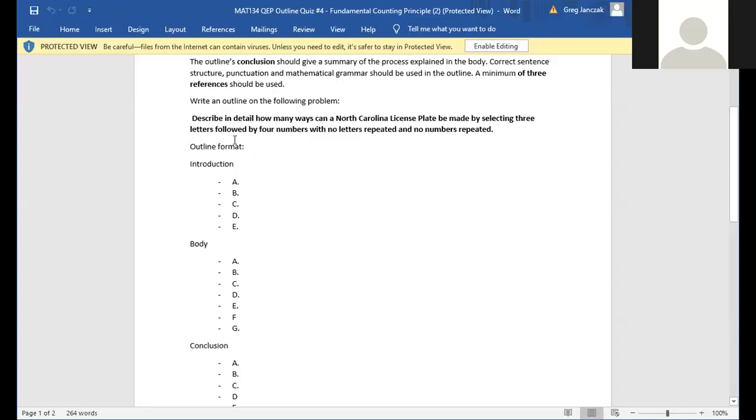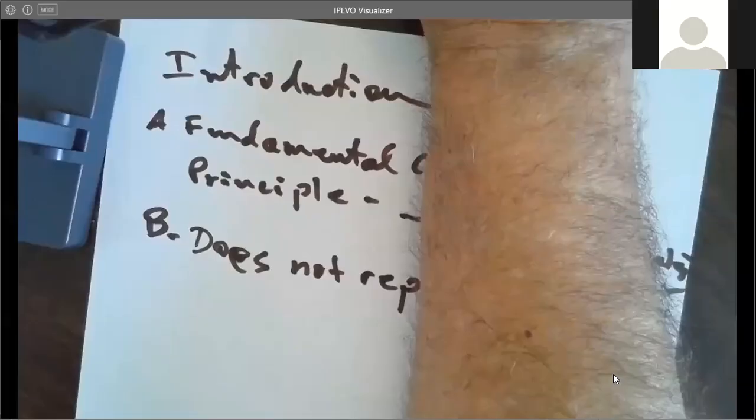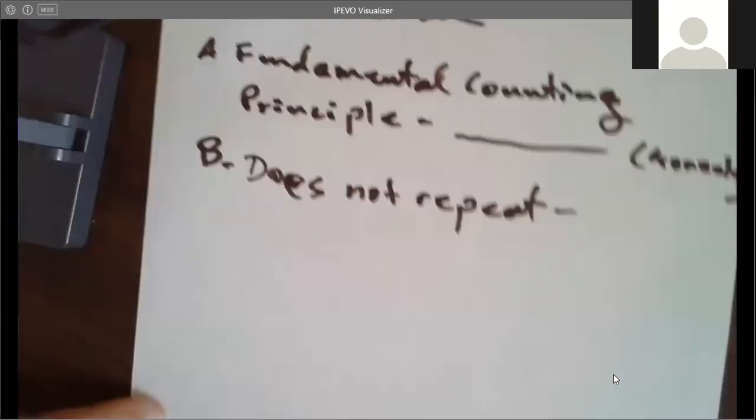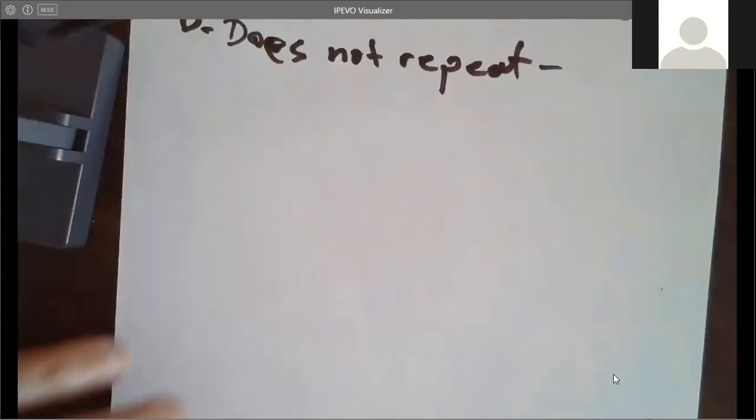Okay, it says describe in detail how many ways a North Carolina license plate can be made by selecting 3 letters followed by 4 numbers with no letters repeated and no numbers repeated. Okay, so it helps to go ahead and write this out, and I would recommend that you write this down.